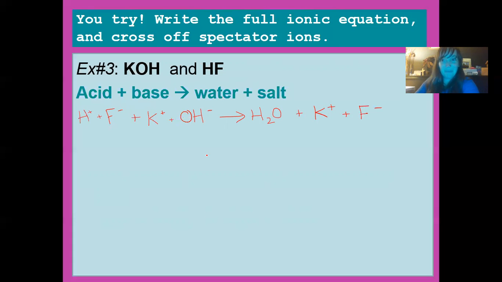All right, what do we get to cross off? F didn't do a dang thing. Neither did K. What do we have left? H plus OH minus makes H2O. Neutralization.